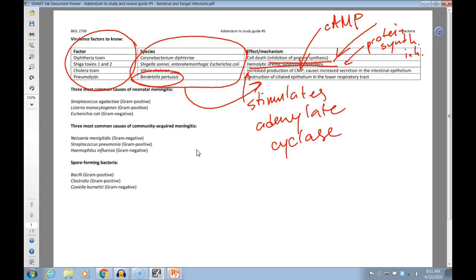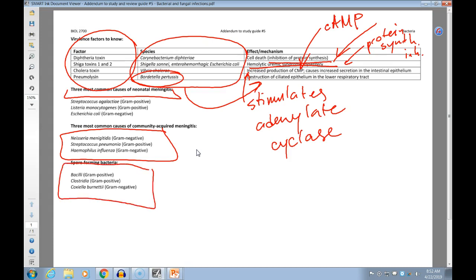And finally, 3 groups of 3 microbes. The most common causes of neonatal meningitis: Streptococcus agalactiae, Listeria monocytogenes, E. coli. Community-acquired meningitis: Neisseria meningitidis, Streptococcus pneumoniae, Haemophilus influenzae. And 3 spore-forming bacteria: Bacilli, Clostridia, Coxiella burnetii.